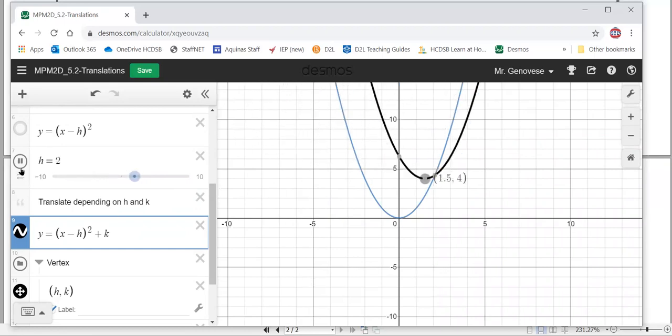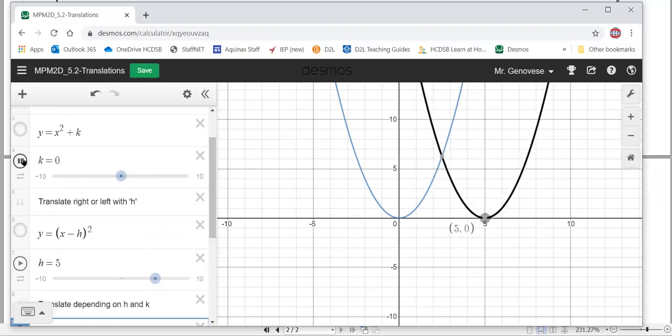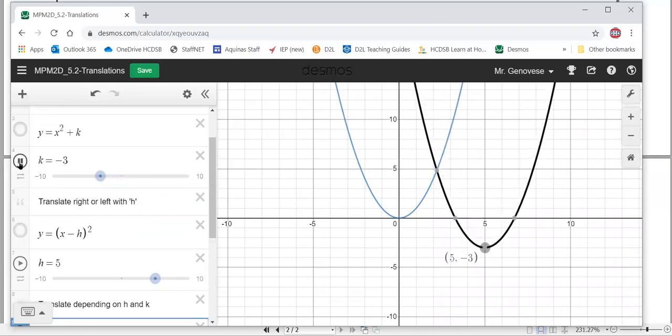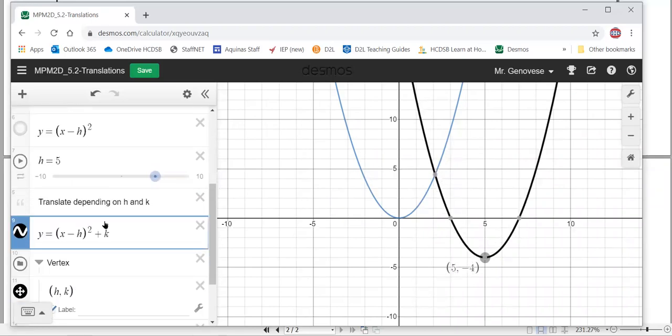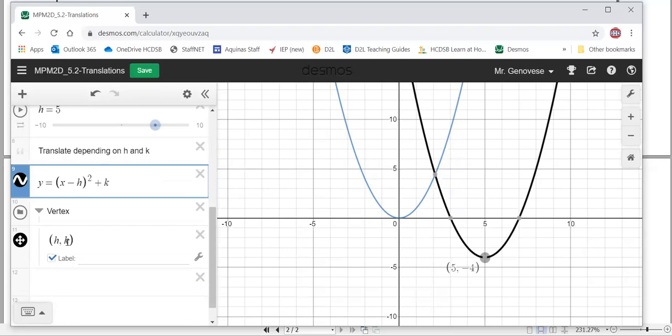The key thing is, once I stop it, let's get a different value there. If you look at the algebra, it's x minus h, all squared, plus k. That's the new form that you can be taking a look at. You've seen factored form and standard form. This is called vertex form. You notice the vertex is h comma k.